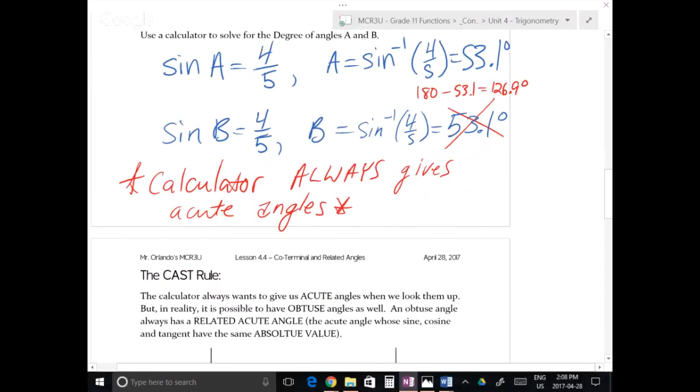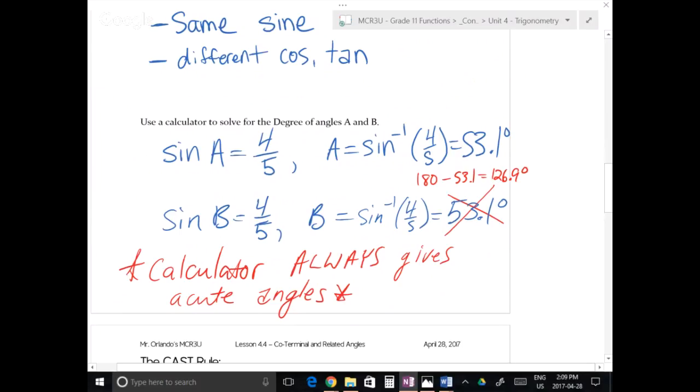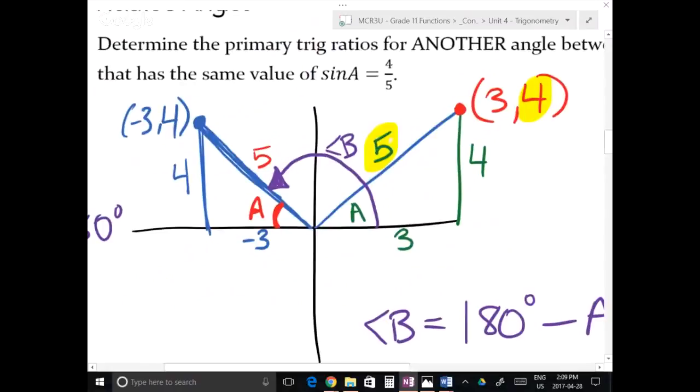Likewise, until the calculators are smart enough to know what angle you actually want, you can't just use sine inverse or cos inverse or tan inverse and plug the number down. You have to actually ask yourself, did I want this angle when I punch sine equals 4 over 5 in? That's the angle my calculator is going to give me. Or did I actually want this angle?